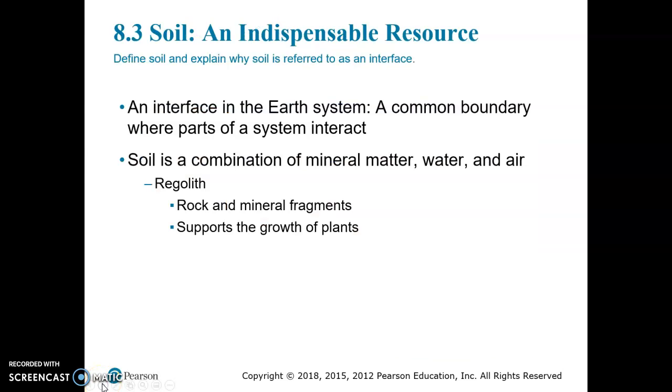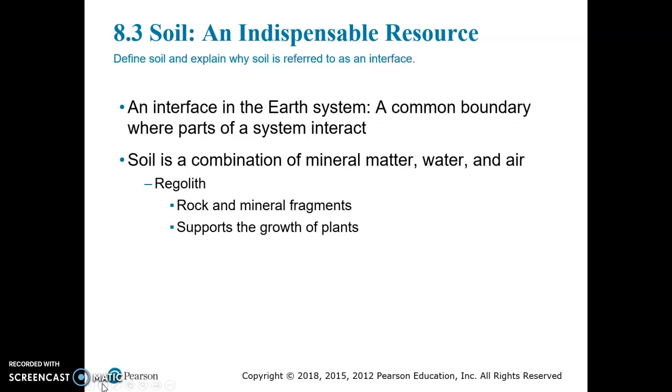The next section of Chapter 8 gets into soil. And soil is made by these different weathering processes. This is also a boundary where parts of the system interact. We talk about where the atmosphere, the biosphere, and the geosphere all come together. So when we look at soil, it's a combination of several different things: mineral matter, pieces of rocks that are broken up by weathering, also composed of water and air.